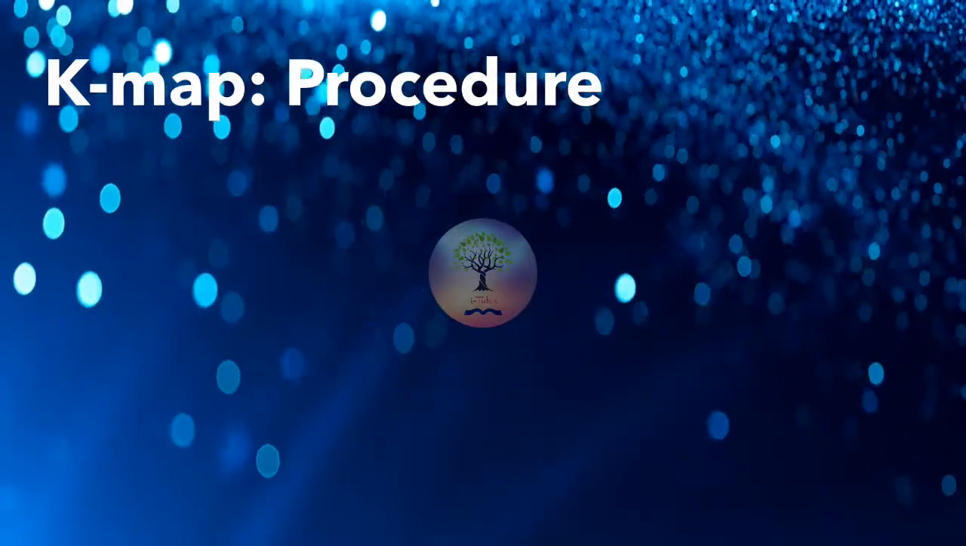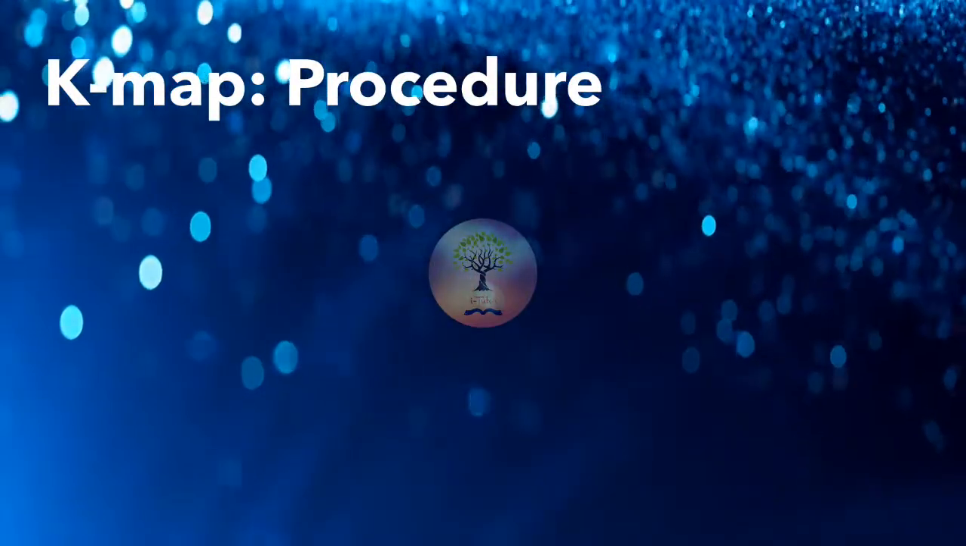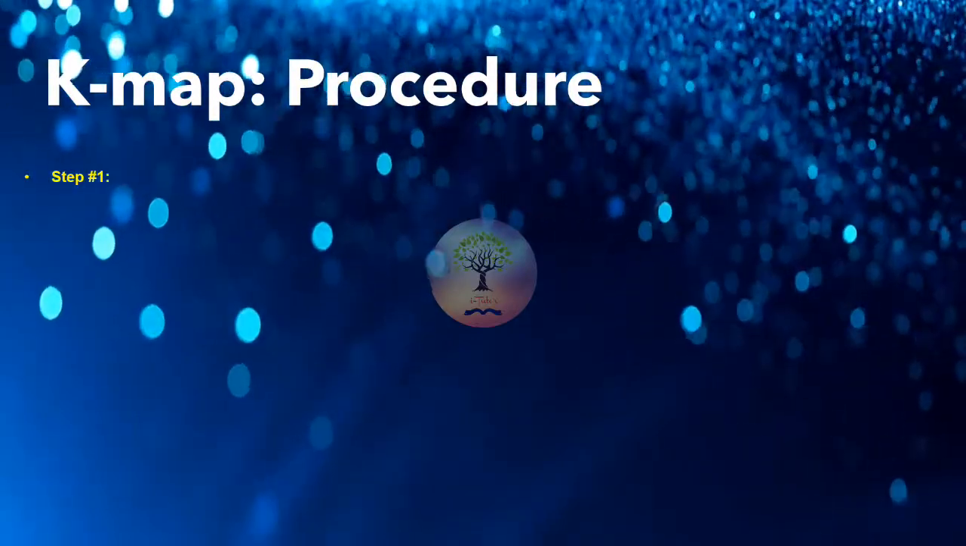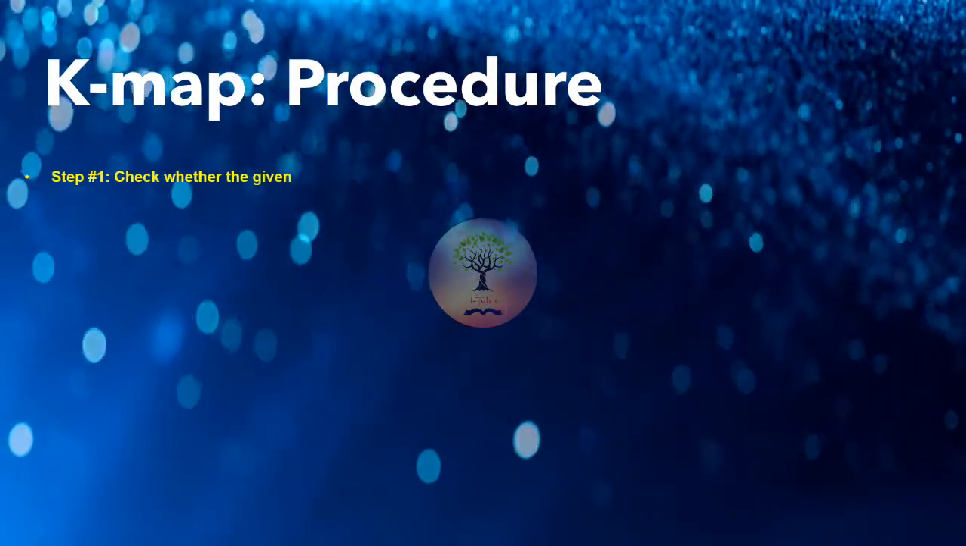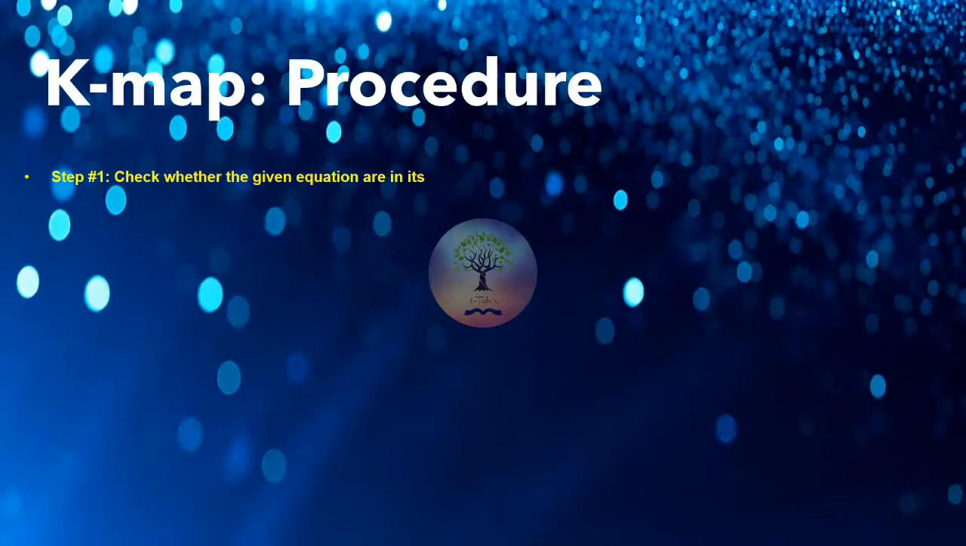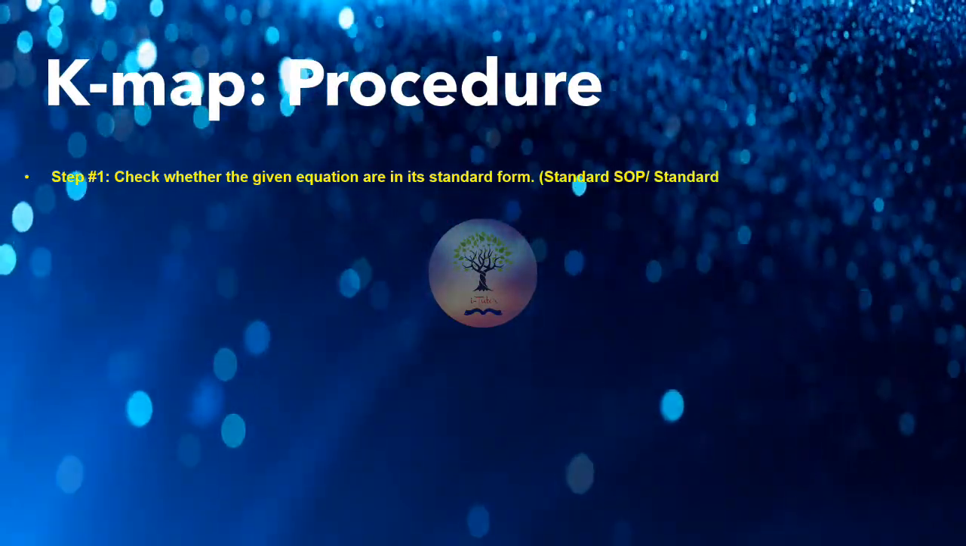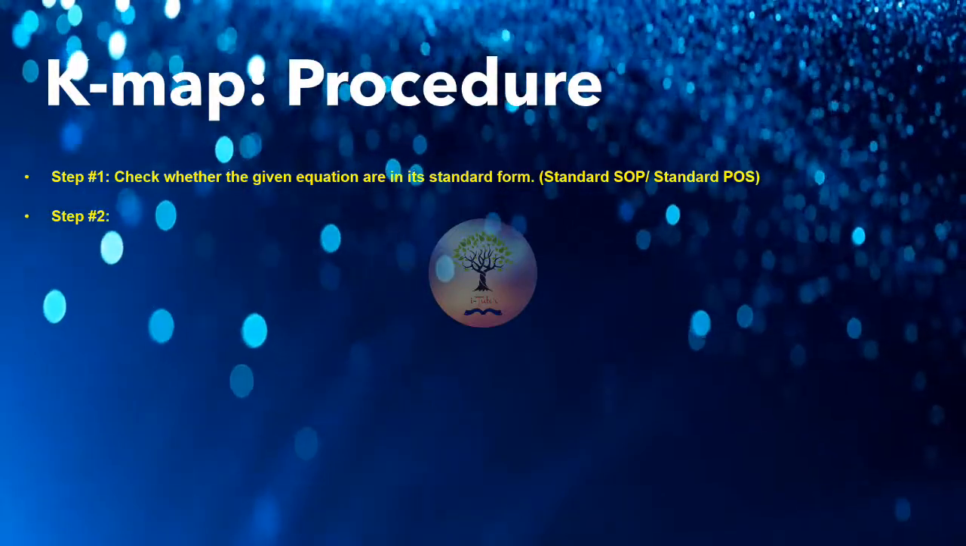KMap Procedure. Step number 1, check whether the given equation is in its standard form. Standard SOP or standard POS. Step number 2, form the truth table.